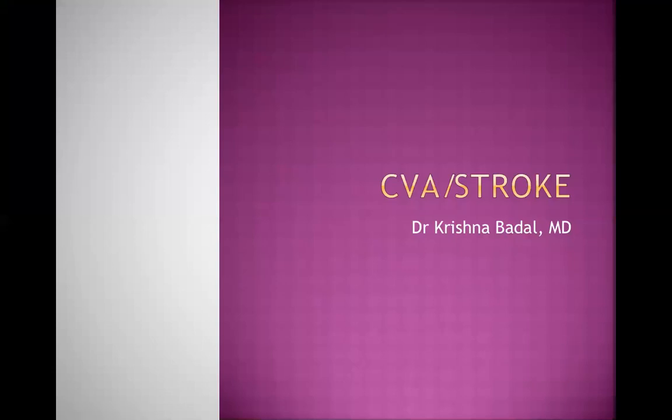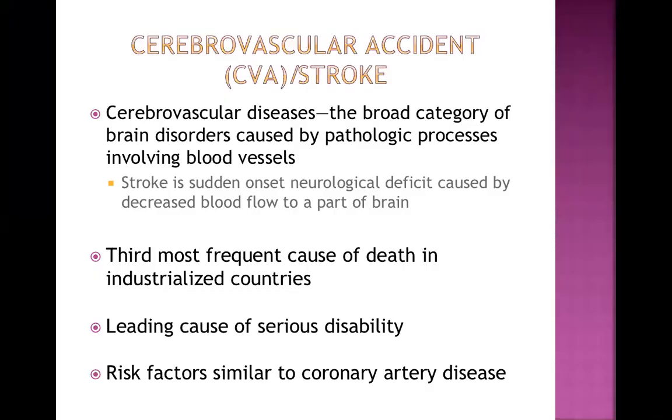Good evening, everyone. So, I'm going to talk about cerebrovascular accident or stroke in this class. This class belongs to pathology, a systemic pathology inside the central nervous system pathology. Now, what is the definition or the meaning of cerebrovascular accident or stroke? Stroke or CVA or cerebrovascular accident is a sudden onset neurological deficit which is caused by decreased blood flow to a particular part of the brain.